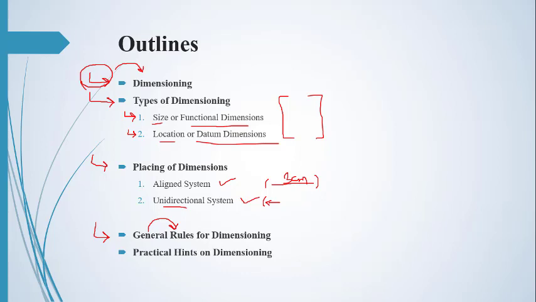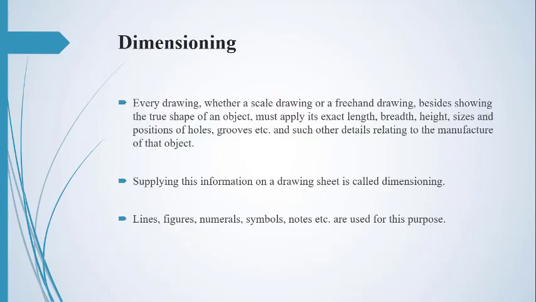The fourth topic of our lecture will be general rules for dimensioning, and the last one, that is fifth one, the practical hands-on dimensioning. So we will also see the practical hands for giving dimensions to the object in engineering drawing. Coming towards the topics one by one. So first of all we will here see the dimensioning and its explanation.